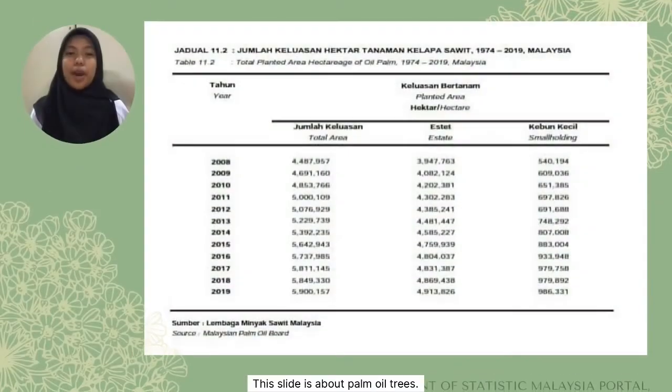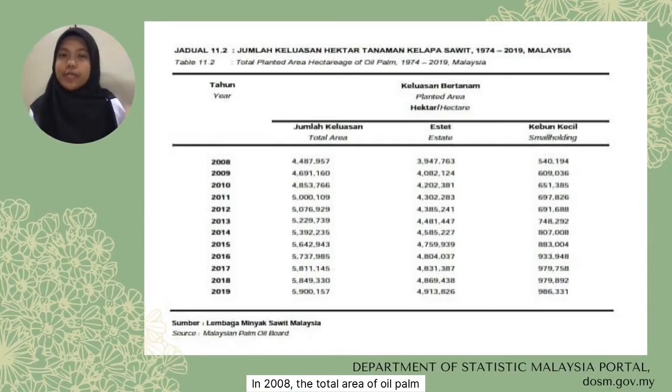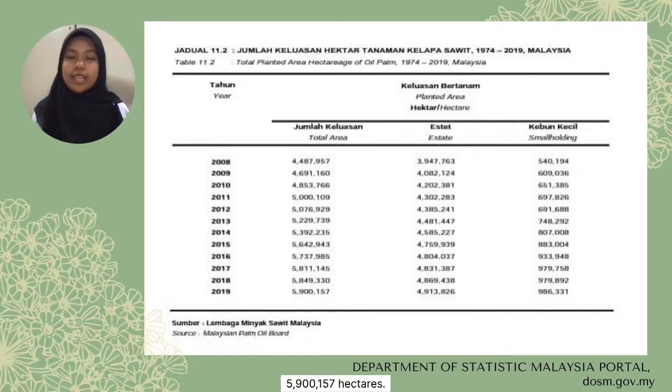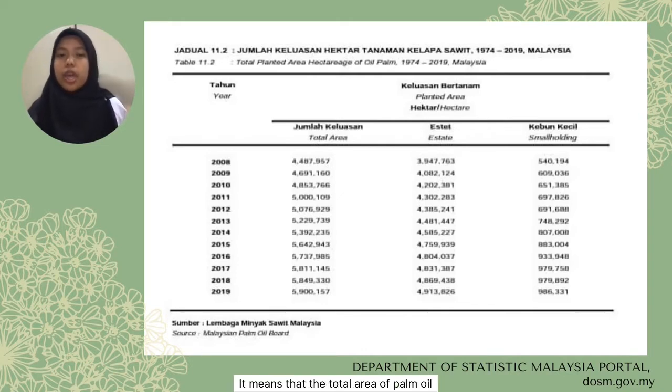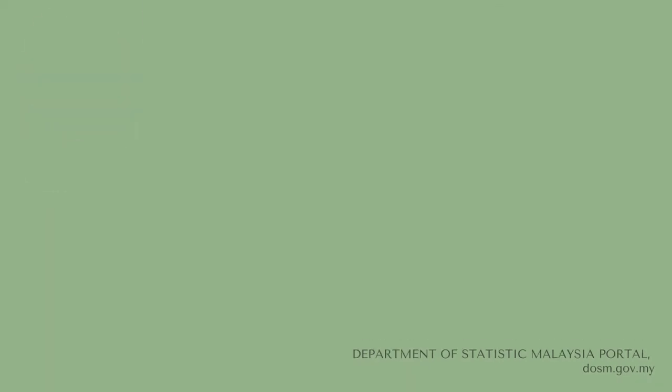This slide is about palm oil trees. In 2008, the total area of oil palm plantation was 4,487,957 hectares and also increasing. We found that the total of oil palm plantation in 2019 is 5,009,157 hectares. It means that the total area of palm oil plantation is increasing and also produces high quality leaves to make papers.